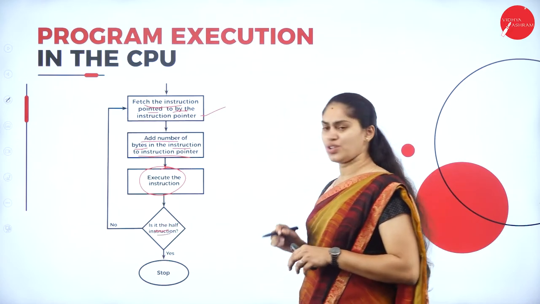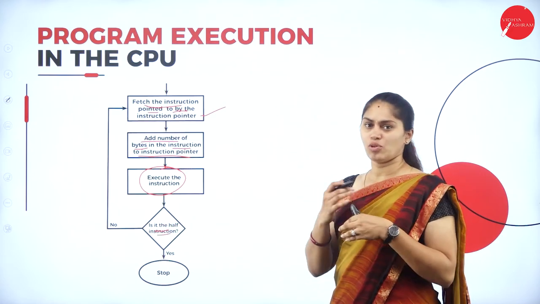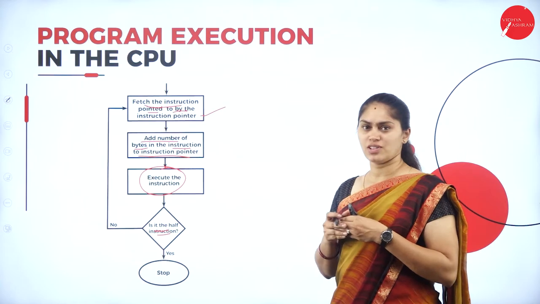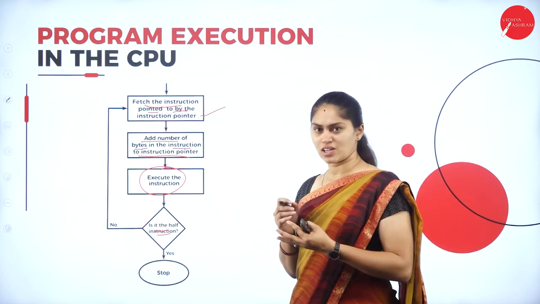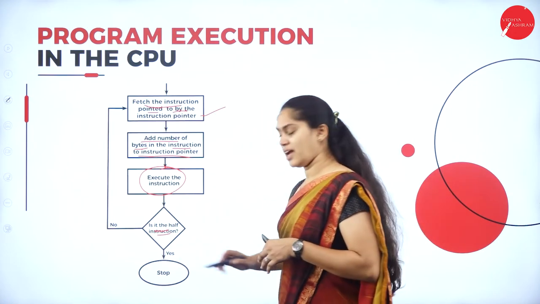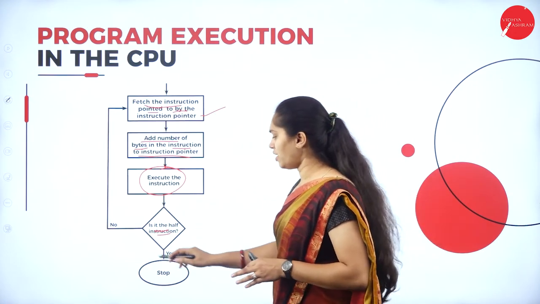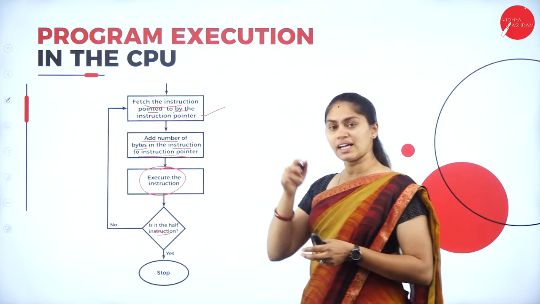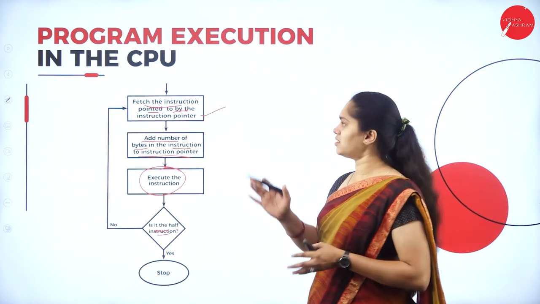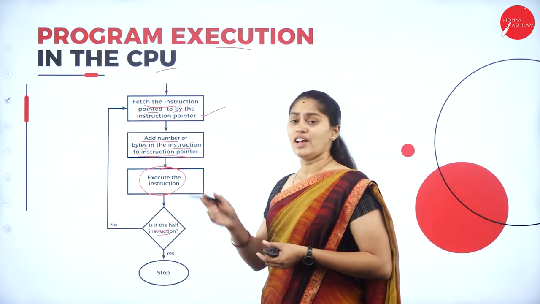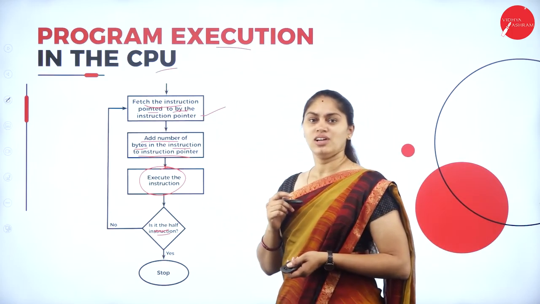Is it the halt instruction? It needs to include some more instructions up to the completion of the set of instructions. If it is not halt, that means we are left with some more instructions. If it is yes, then we have to stop. If not, then we have to go back again and continue that fetch-decode cycle. This is how the program execution within the CPU is going to take place.